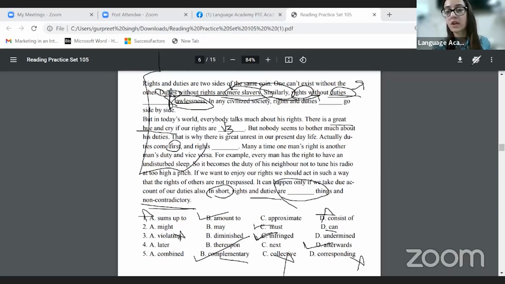The videos are on your Language Academy portal itself. When you click on right on the dashboard, click on reading, and there are 5 videos. You have to go through them. All good with everyone?